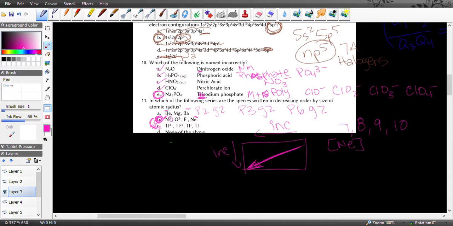But looking at this, this would be your smallest here, right? It's lost the most electrons. And then this, and then this, and then this. Okay, so that's how you do that part.